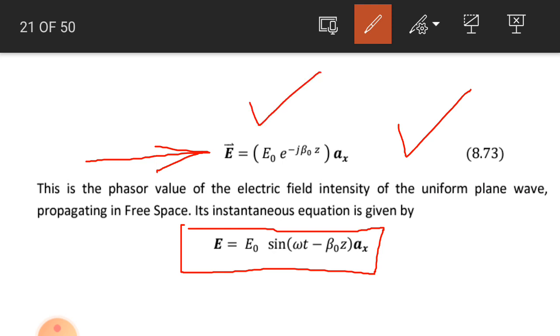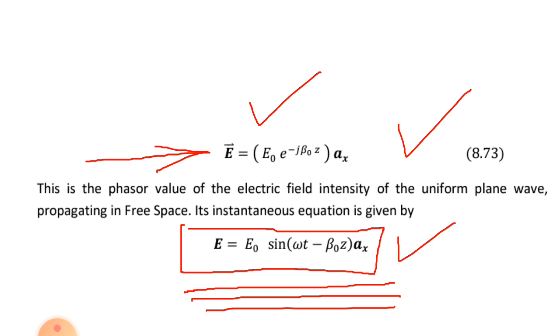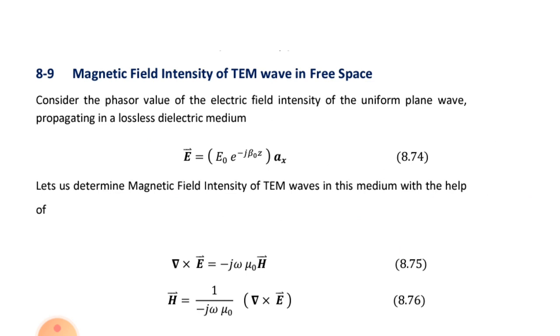This is the phasor form of the electric field intensity, and we can write down the same electric field intensity in instantaneous form. In instantaneous form, the electric field intensity in free space is equal to E naught into sine of omega t minus beta z ax. So this is the electric field intensity in free space. Let us talk about the magnetic field intensity in free space.